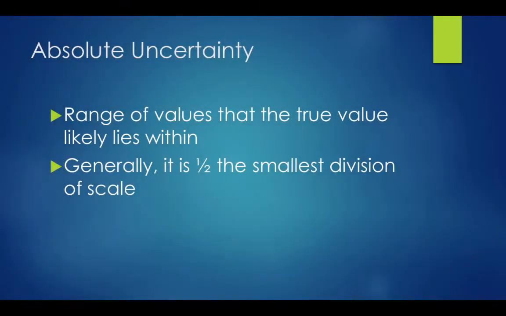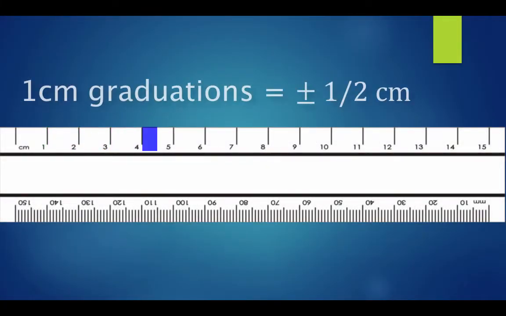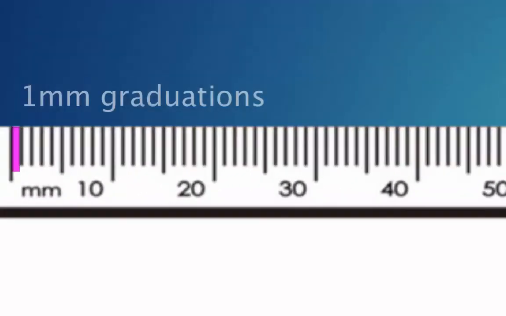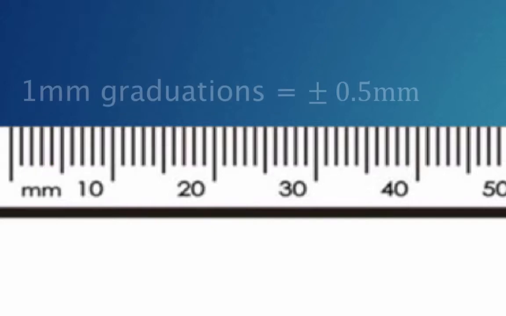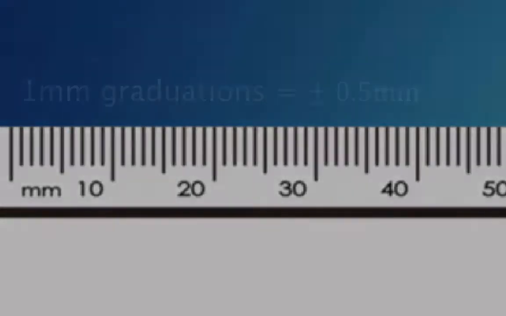A good rule of thumb for determining absolute uncertainty is using 1/2 the smallest graduation of the measuring device. We've already seen that using a centimeter ruler, it is safe to use the uncertainty of plus or minus 1/2 centimeter, or plus or minus 0.5 centimeters, or plus or minus 5 millimeters. They're all equal. For a millimeter ruler, the uncertainty would be smaller due to the finer spacing of its graduation lines. When making a measurement with a millimeter ruler, we could say that the uncertainty is plus or minus 1/2 millimeter, or plus or minus 0.5 millimeters.